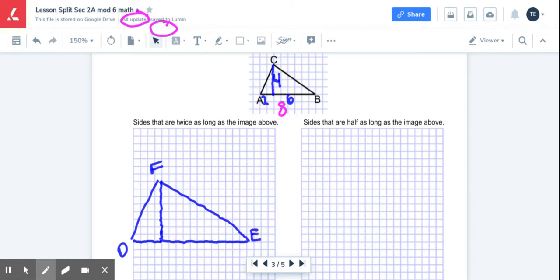My whole base was twice as big, which is 16. But that 16 got split up into a 4 and a 12. And then my height is 8.